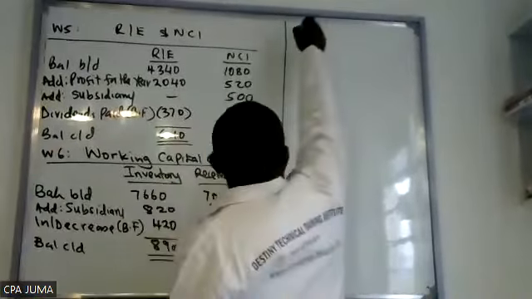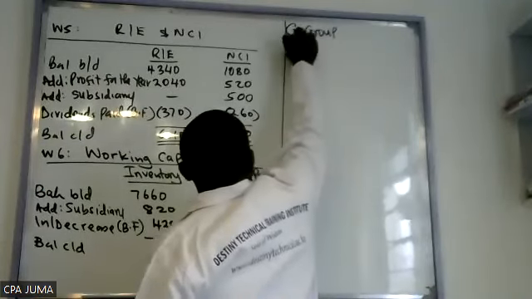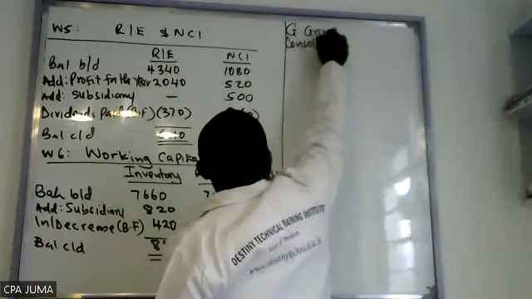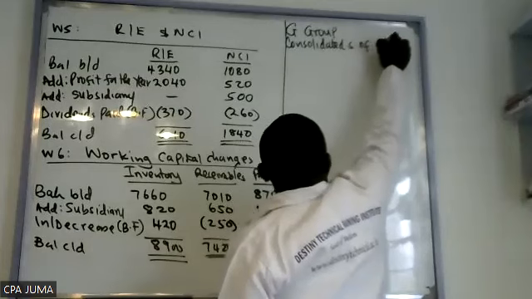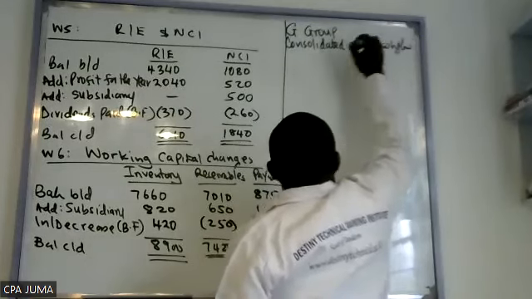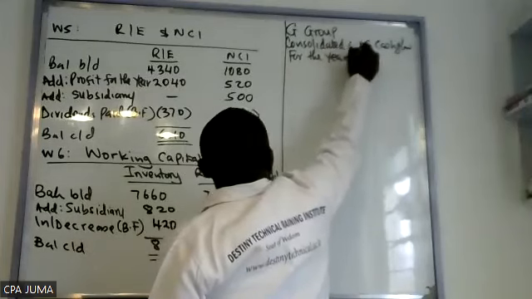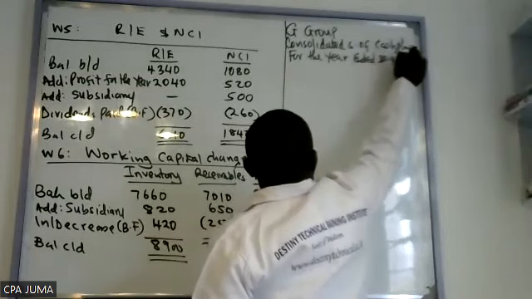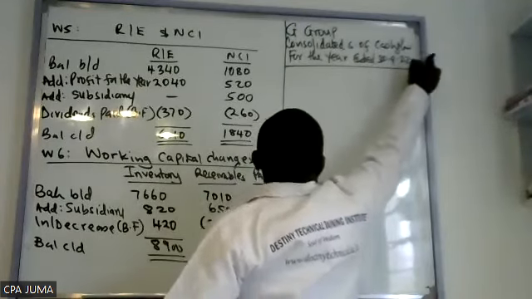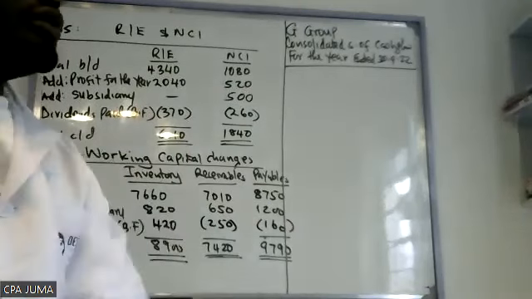So you say there, G Group consolidated statement of cash flows for the year ended 30th September 2022. Please have that.